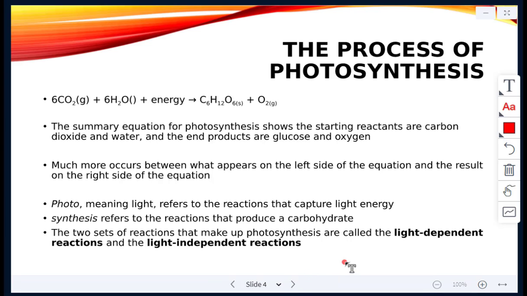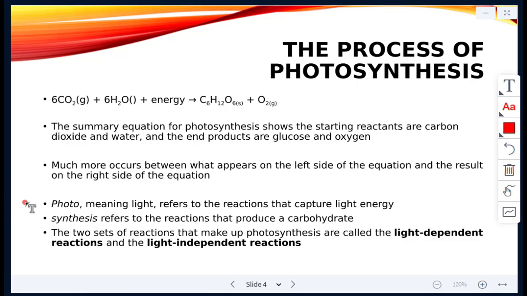The process of photosynthesis, which you have probably seen this equation many times. It's carbon dioxide plus water plus the energy produces glucose and oxygen. So that's a summary equation for photosynthesis. It shows the starting reactants are carbon dioxide and water. The end products are glucose and oxygen. But there's much more that occurs between what appears on the left side and the right side of the equation.